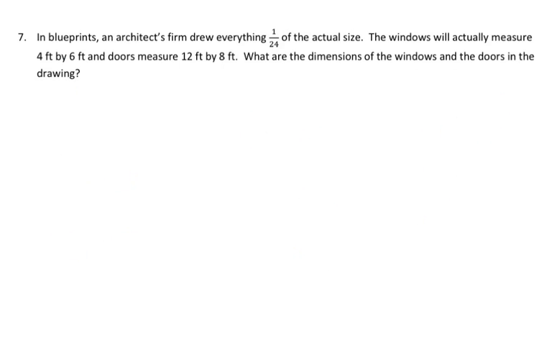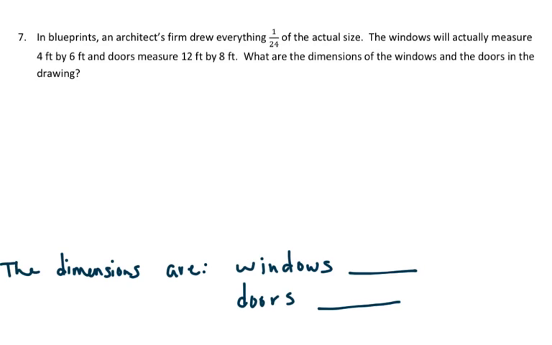The next problem I'm going to do is question number 7. And this question reads, in blueprints, an architect's firm drew everything 1/24th of the actual size. The windows will actually measure 4 feet by 6 feet, and doors measure 12 feet by 8 feet. What are the dimensions of the windows and the doors in the drawing? Okay, so let's go ahead with our target sentence. The dimensions are windows and for the doors.